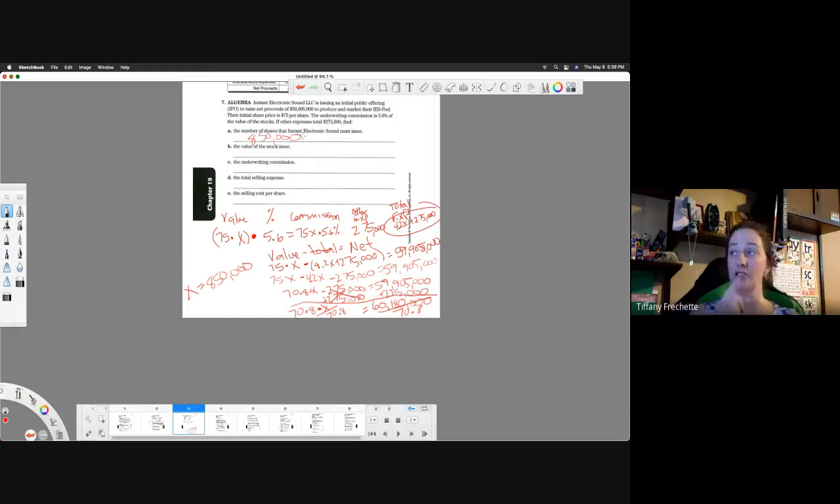You should not just have $850,000 written on this line. You need to show your work. How did we get here? Make sure you write this out. There is no way to get here without writing something out. So make sure you're writing this out.